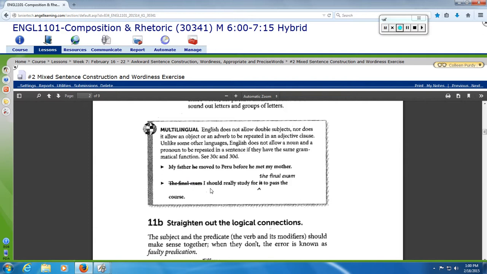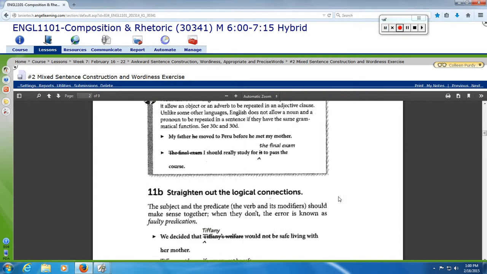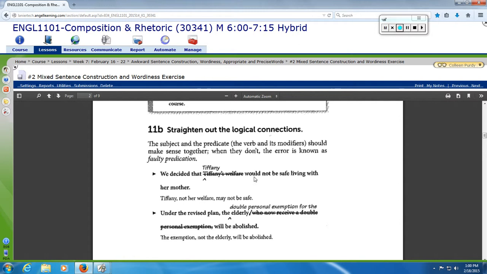"The final exam, I should really study for it to pass the course." This is double. Double direct objects. I should really study. Double objects of the preposition for: it. It is the object of the preposition. It is the final exam. Just eliminate the preposition or the pronoun it. All right. Make sure that your logical connections are straight.